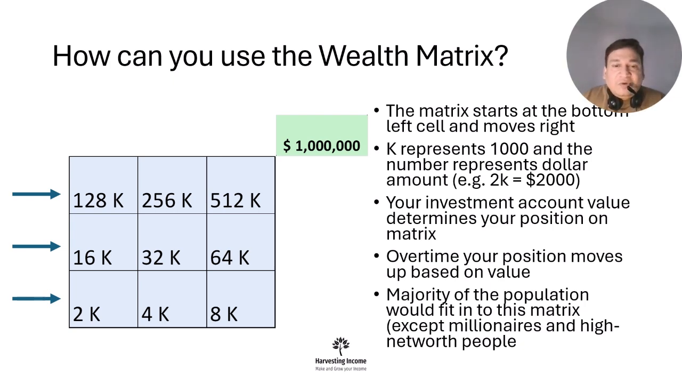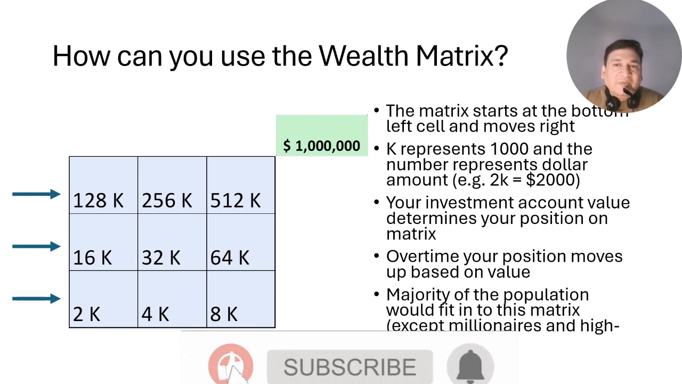So that's exactly what we want to know. Over time, your position moves based upon value. The majority of the population would fit into this matrix, except the millionaires and high net worth people. Typically, this would start from someone at a lower middle class or middle class level, and it goes all the way up to the 512K mark.